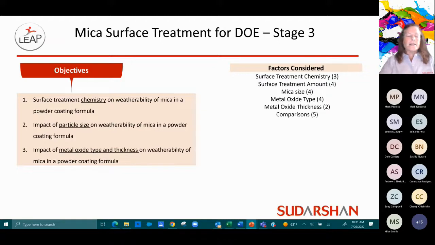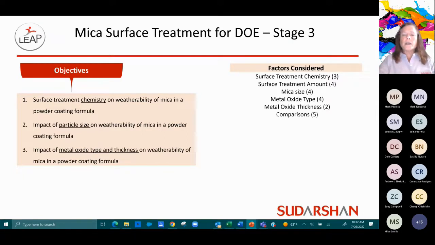So when we sat down, as I said, you want to sit down and take a look at all the factors that you might be interested in. We said we were interested in 3 different types of chemistries, 4 amounts of those surface treatments. Mica sizes, we had 4 that we had in mind. Metal oxide types, we had 4 that we were interested in looking at. Metal oxide thicknesses, we had 2, and comparisons or controls, we had 5.